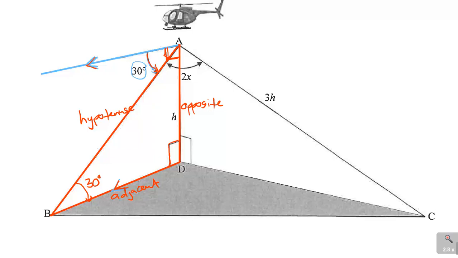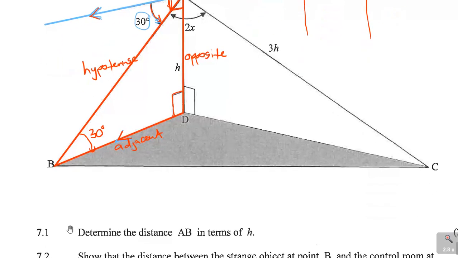So these are the sides that I'm having in this triangle, and as I said, I'm going to use, in this case, SO, then I've got CA, and then I've got TOA. Now the question that I'm given, it says I must find or determine the distance AB in terms of H.